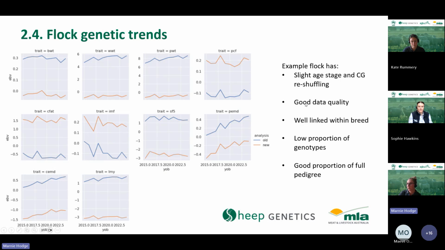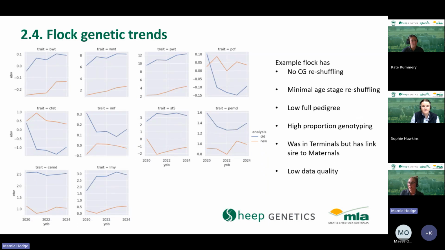or data quality metrics. So for this particular flock, there was a little bit of age stage and contemporary group reshuffling. This particular flock had quite good data quality and was well linked within the breed, and also had a low proportion of genotypes, but also had a good proportion of full pedigree that's being captured. So just thinking about all of those enhancements that we've made for combined LAMBPLAN and why this particular flock's genetic trends are following a similar trend line that largely line up despite the relative value of the flock's average trend for that particular trait being different.